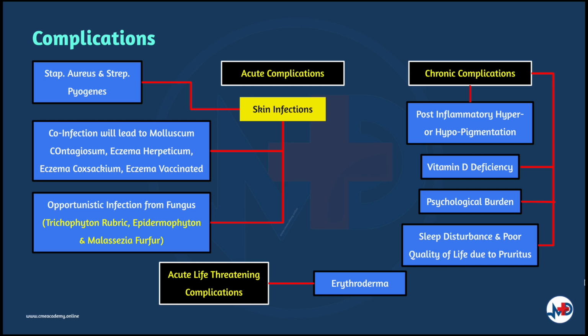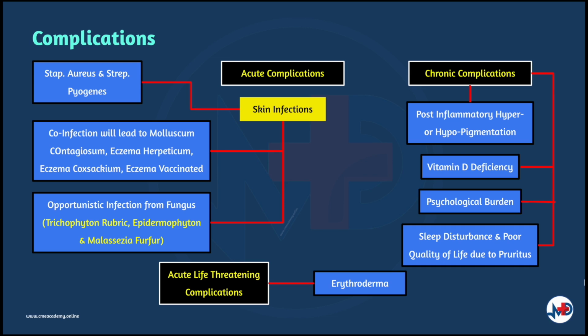When the skin is infected, it might result in septicemia, osteomyelitis, septic arthritis or bursitis, bacterial endocarditis, or herpes virus encephalitis. Erythroderma is another acute life-threatening complication of atopic dermatitis. Now, chronically, there will be post-inflammatory hyperpigmentation. Chronically, there would also be post-inflammatory hypopigmentation.